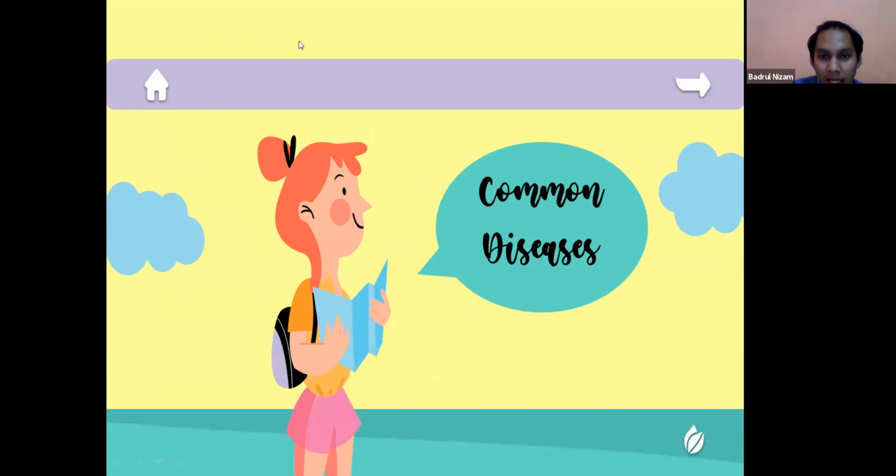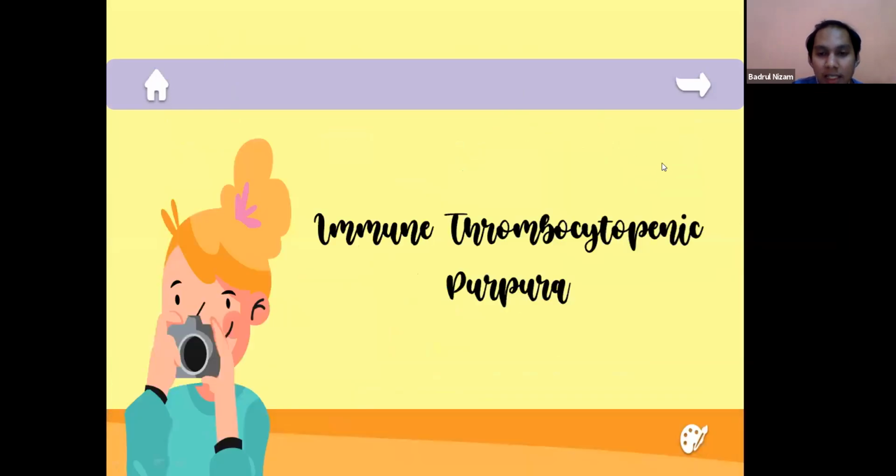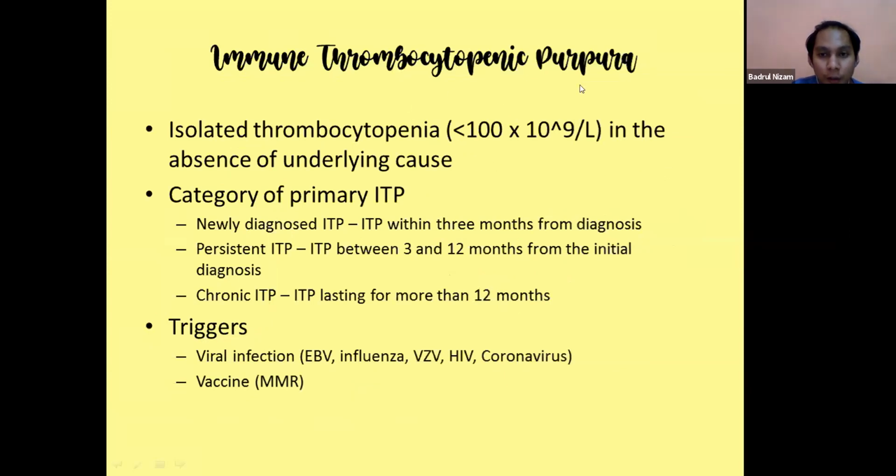Okay, so let's move on to the common diseases, of which I'll touch on 3 in this presentation. The first one is immune thrombocytopenic purpura. So what is the definition of immune thrombocytopenic purpura? It is a disorder characterized by isolated thrombocytopenia, which is less than 100, in the absence of an underlying cause. Why is it called isolated? When we do the complete blood count, there is no other abnormality except for the thrombocytopenia.